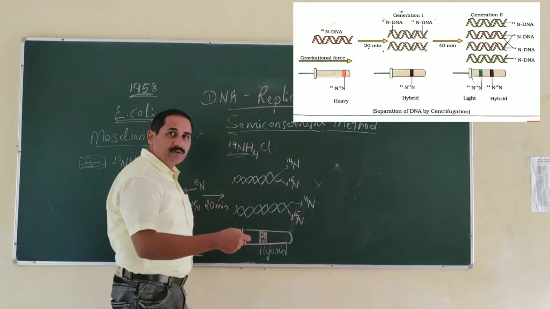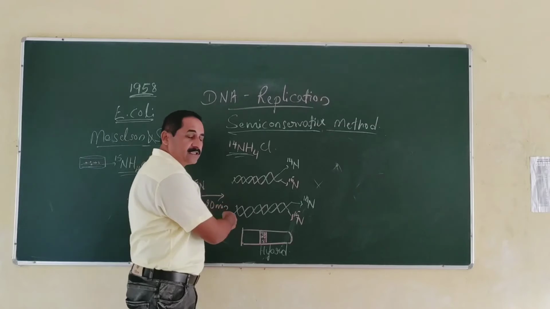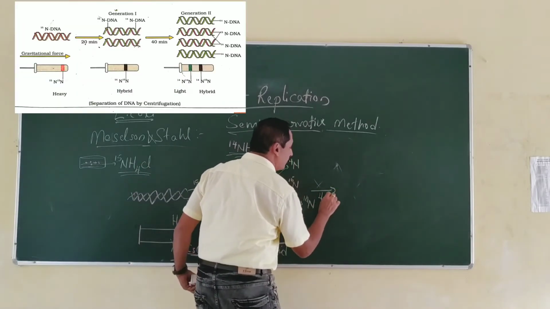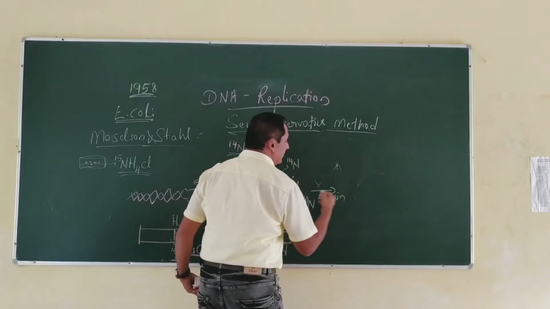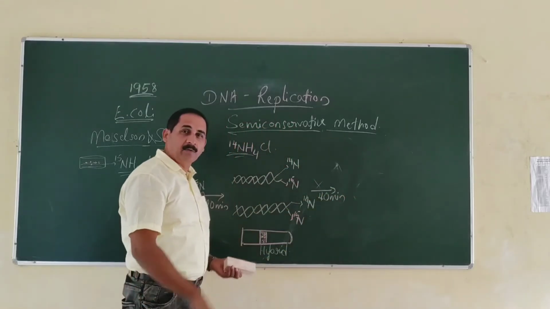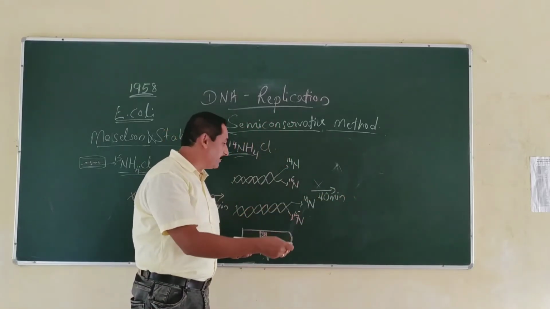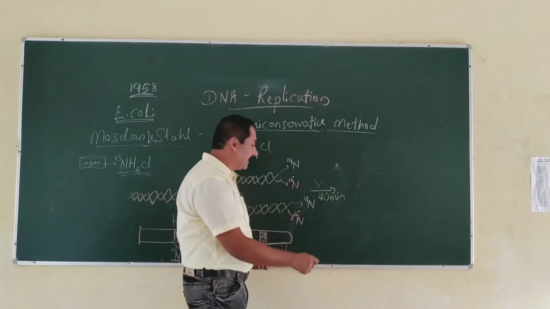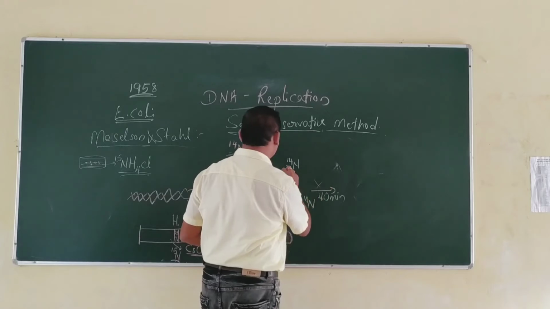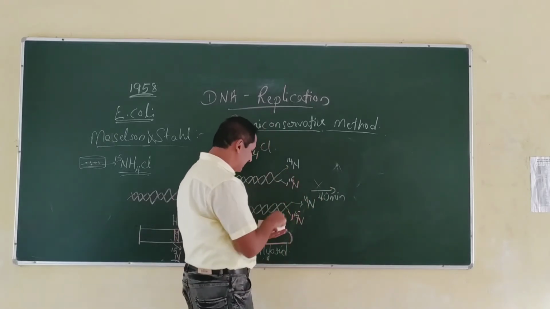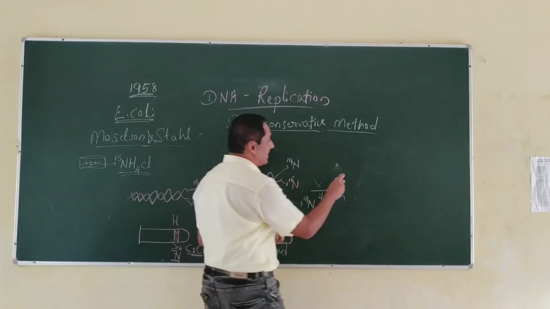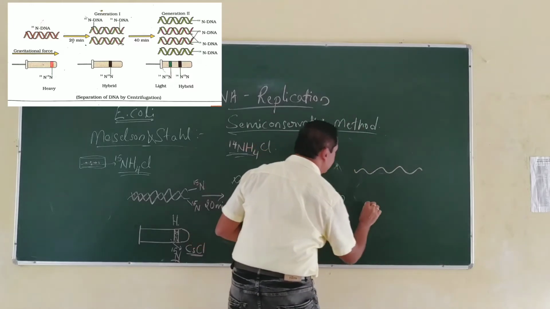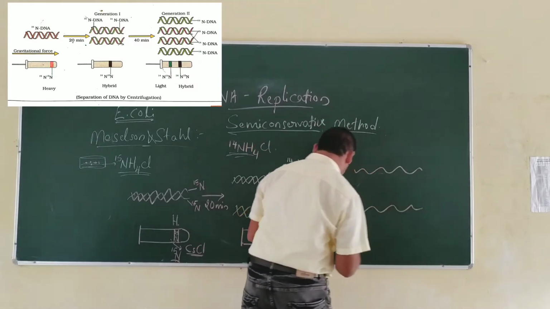They allowed the E. coli bacteria to replicate for about 40 minutes, and it doubled once again. Every 20 minutes, E. coli bacteria double. After that, it duplicates and produces new strands. These two strands get separated and act as a template for the production of new strands.